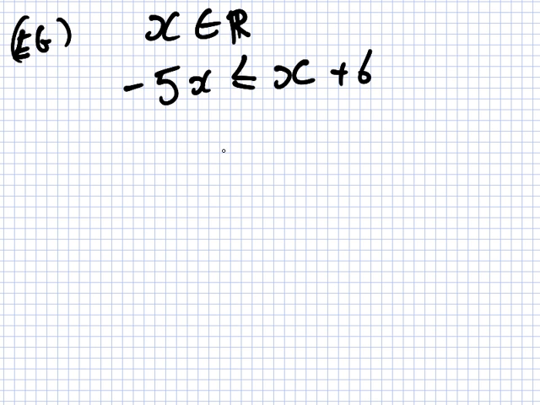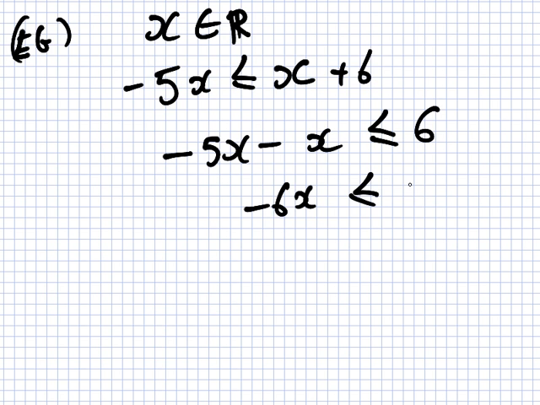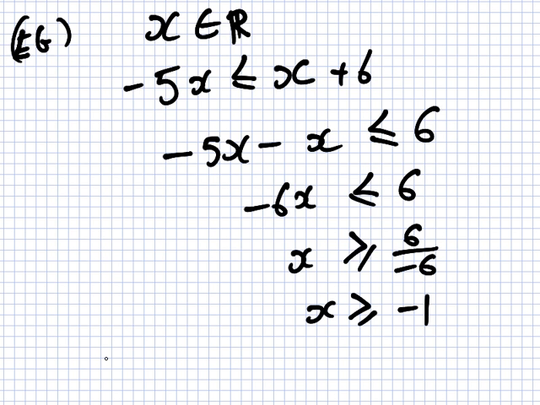Okay, well, just do the normal rules of algebra here. So that's minus 5x minus x less than or equal to 6. Minus 6x less than or equal to 6. And we have to be careful here. X greater than or equal to 6 over minus 6. X greater than or equal to minus 1. And I want this drawn on a number line as well.